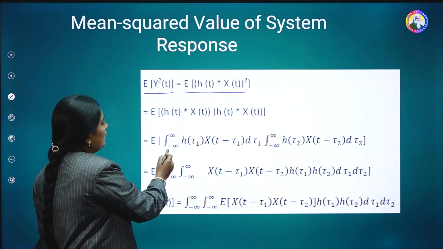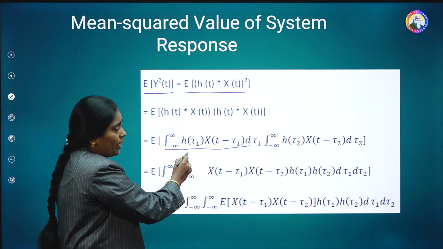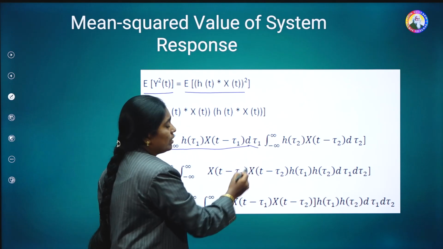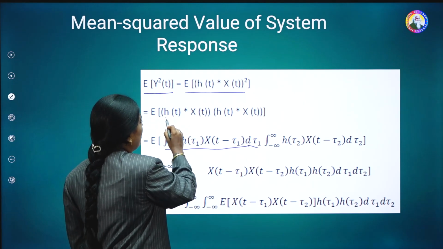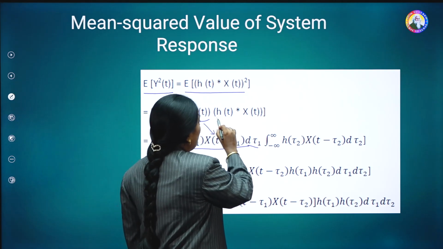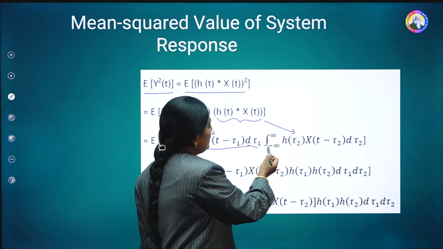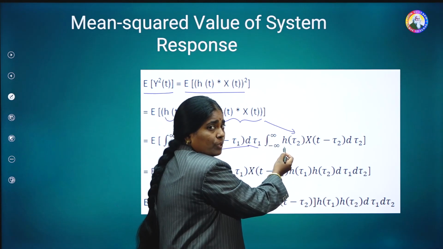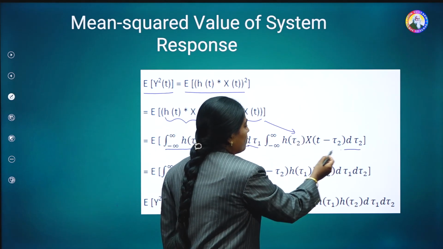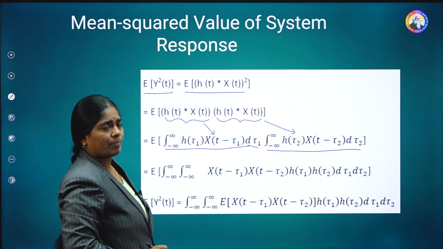E of integral minus infinity to infinity h of tau 1 into x of t minus tau 1 d tau 1. This is for the first convolution. And for the second convolution, we are writing this one, that is integral minus infinity to infinity h of tau 2 into x of t minus tau 2 into d tau 2. This is nothing but for the two different cases we are taking.